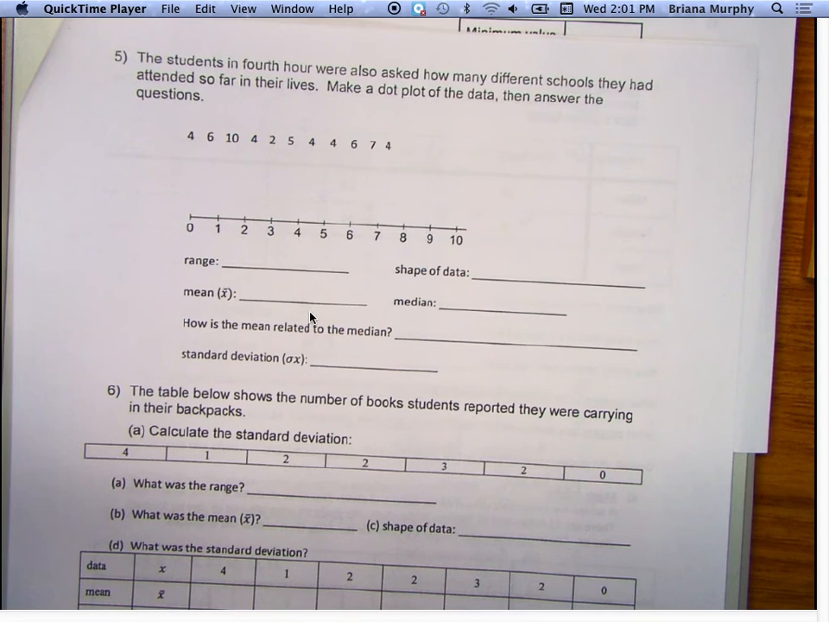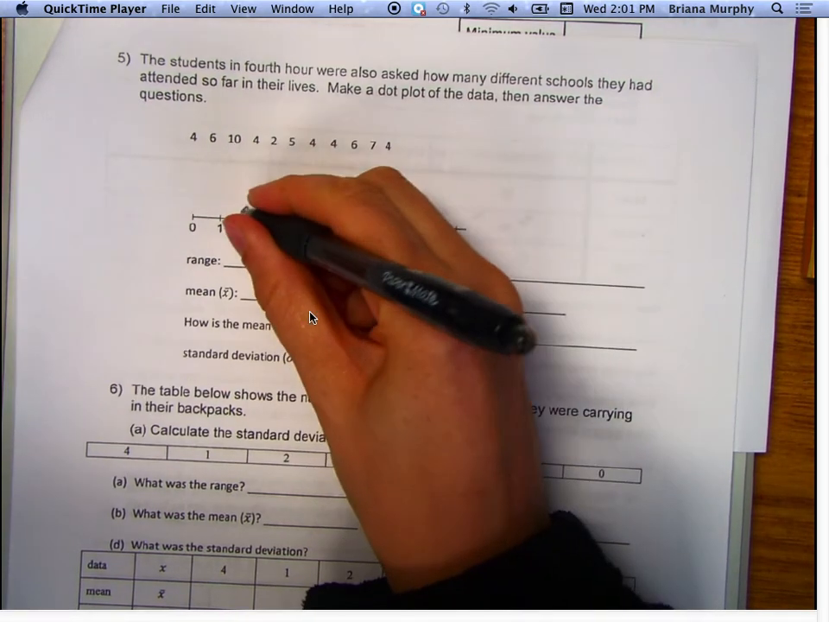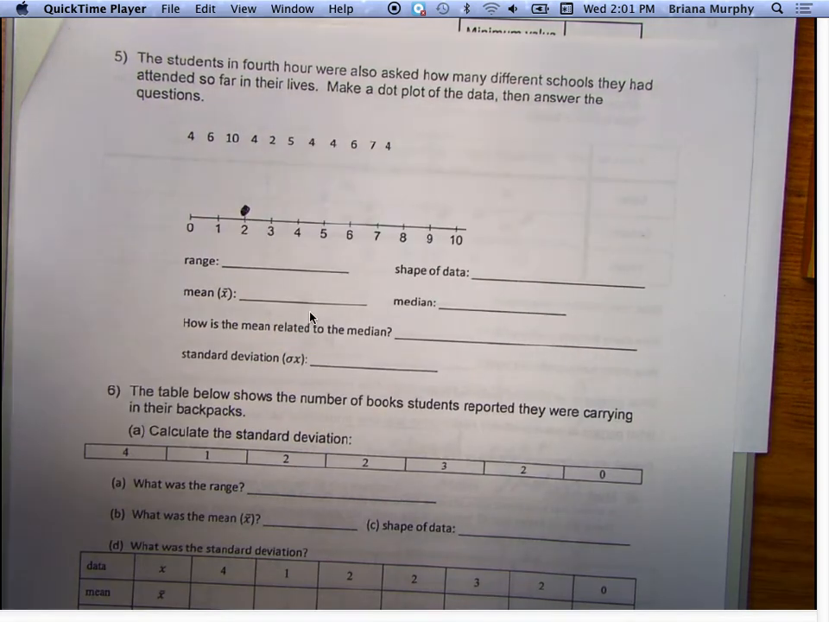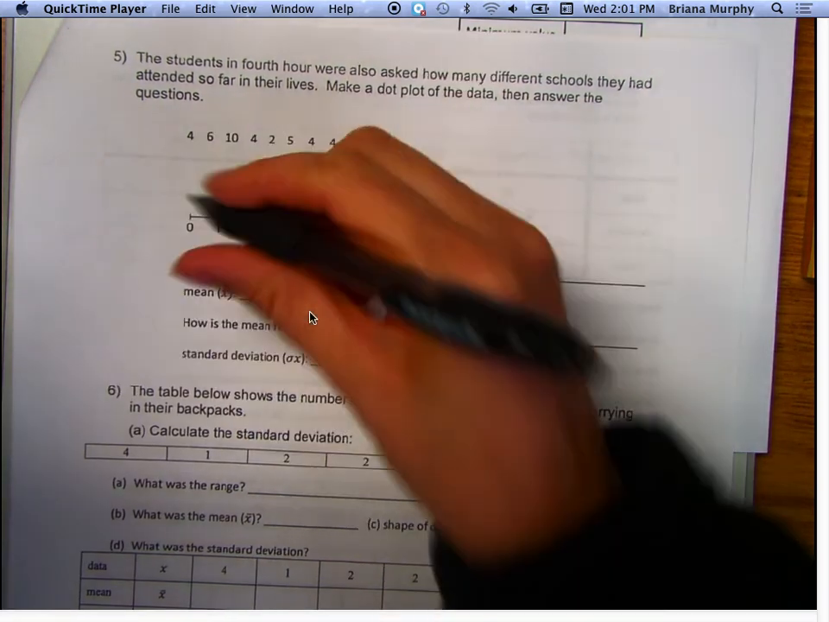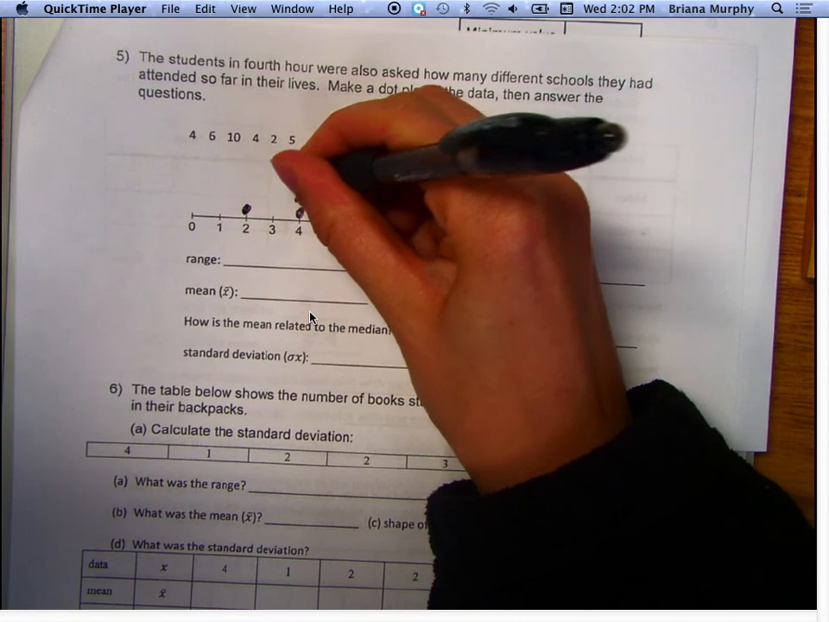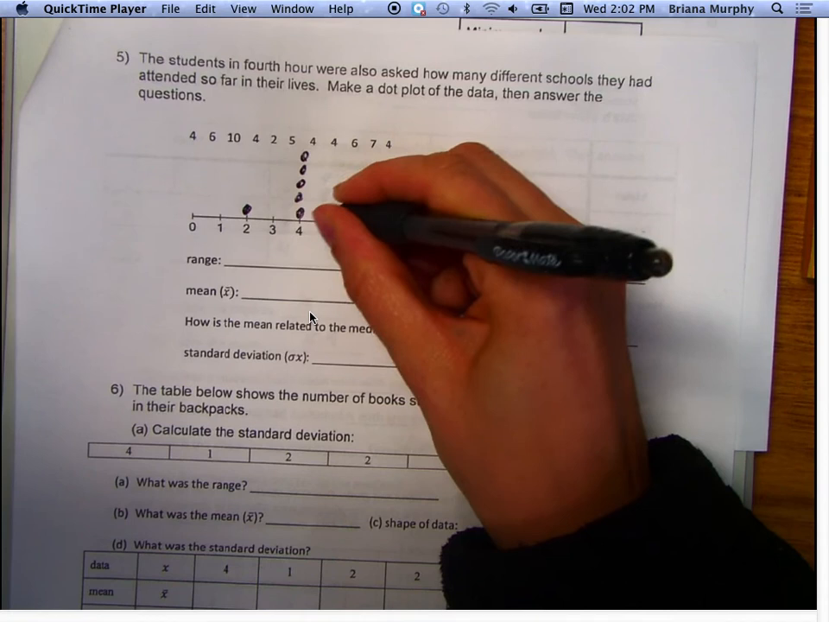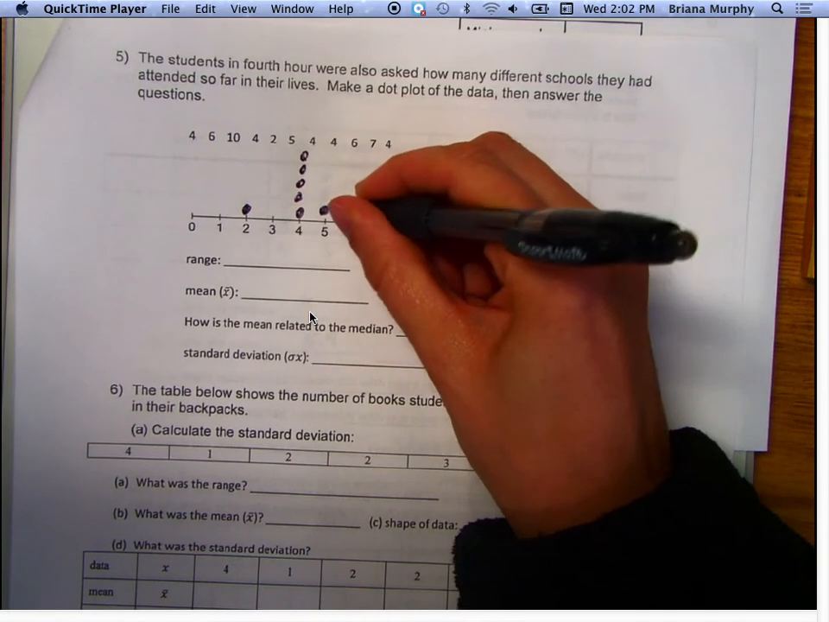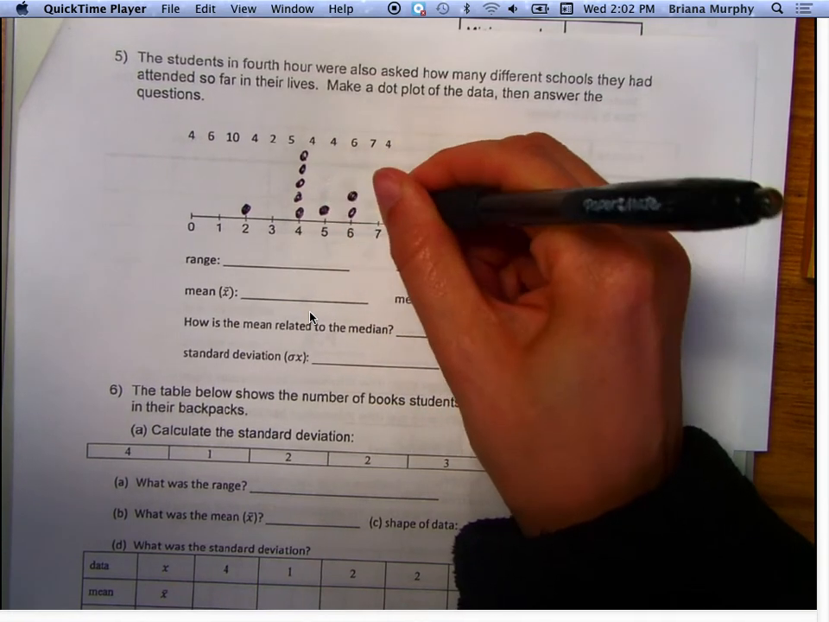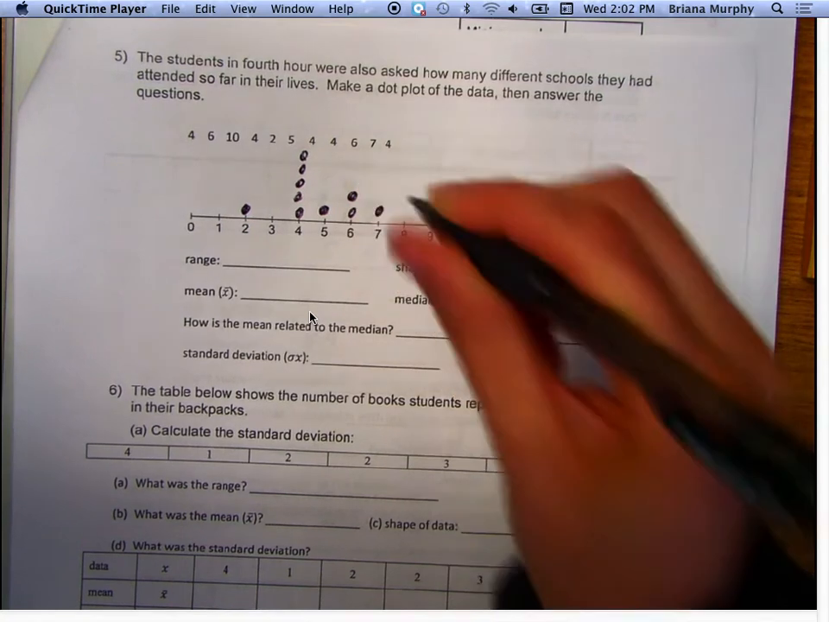Okay. The students in 4th hour were also asked how many different schools they had attended so far in their lives. Make a dot plot of the data, then answer the questions. Okay, so we have 1 at 2. We have 1, 2, 3, 4, 5 at 4. We have 1 at 5. We have 2 at 6. We have 1 at 7. And we have 1 at 10.